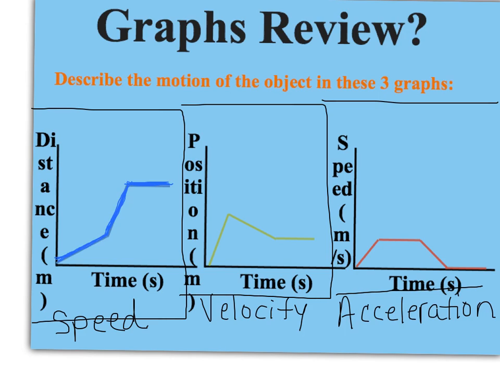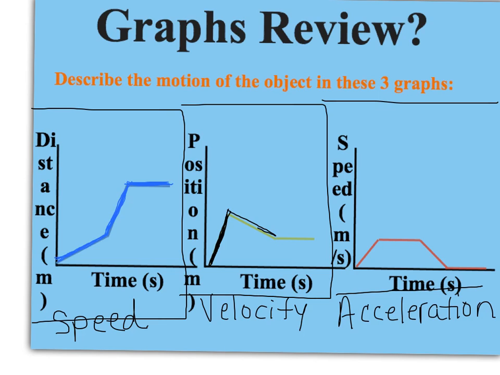Our second graph is a position versus time graph, or a velocity graph. Here in this first section, the line is very steep, so we know the object is moving very fast. But not only does this line describe the speed of the object, it also describes the direction. In this case, this is a positive slope, so the object is moving away from the reference point.